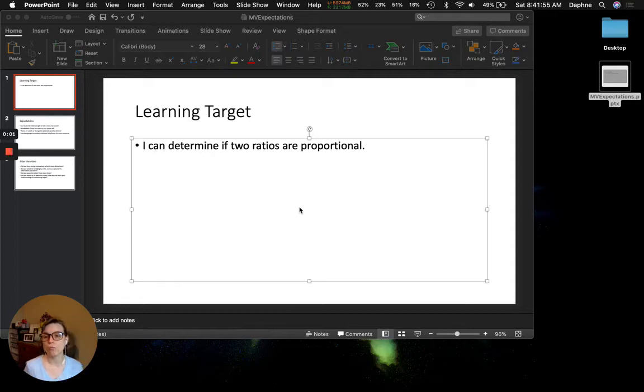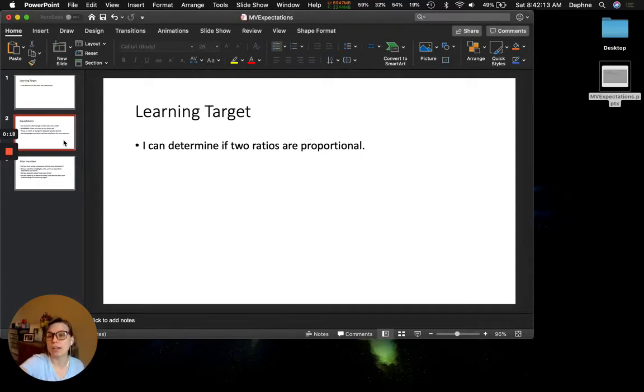All right, so Pawnee math teacher, for learning target, I can determine if two ratios are proportional. So we're moving to that word proportional and proportions in our next two learning targets. This one is just figuring out what does that definition mean of proportional? What's that concept mean?